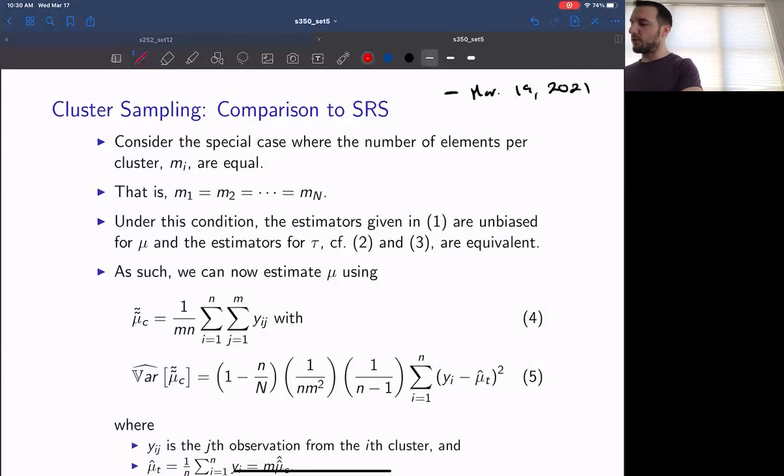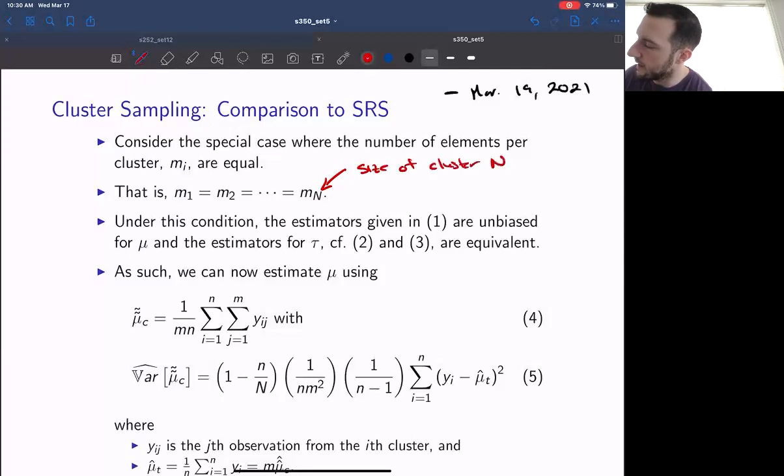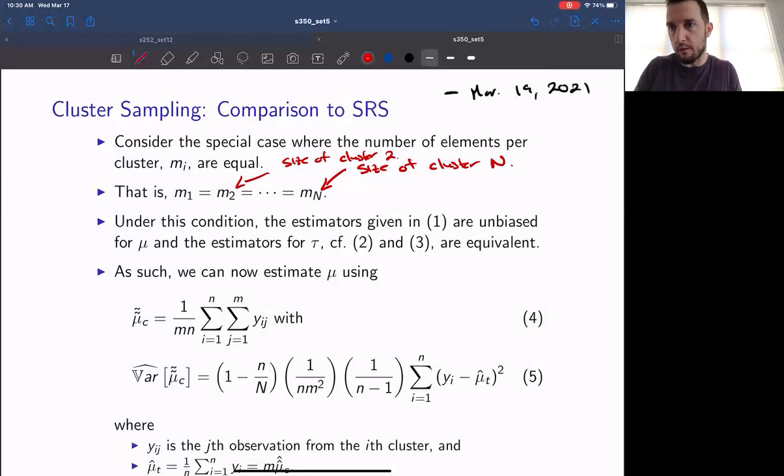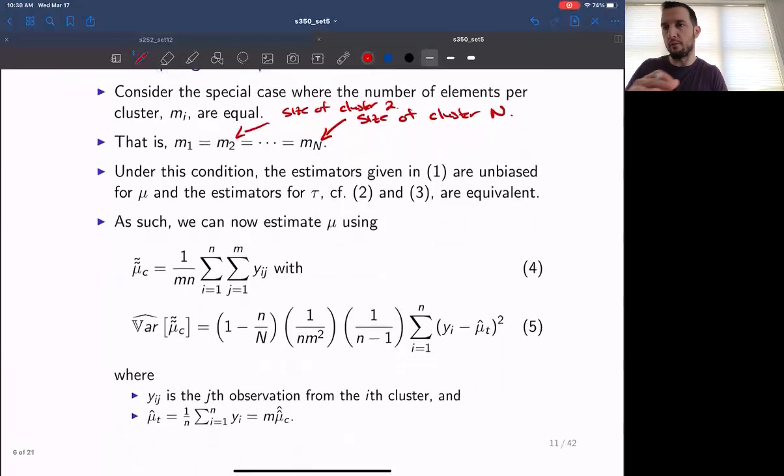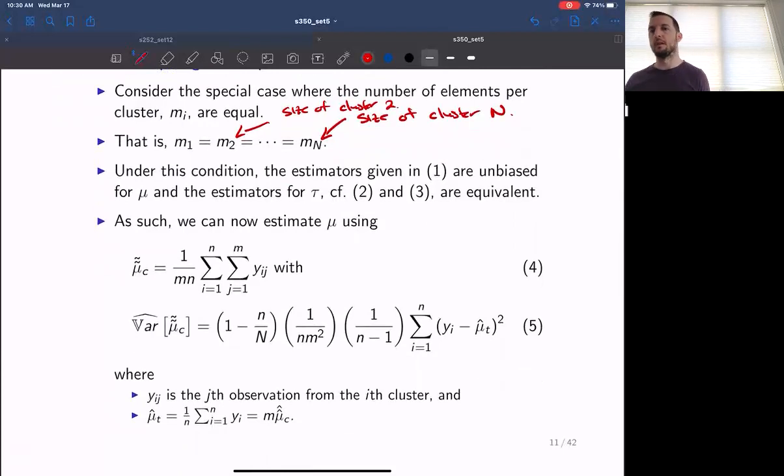Okay, so we're going to start off by considering a special case where all of the cluster sizes across the population are equal. So just as a reminder, little m_n here, this is the size of cluster n, right? And then this would be like size of cluster 2, etc. So we're going to consider the special case where these are all equal. So we have a bit of a limitation in that sense, but this is what we're going to work with to try and build our comparison.